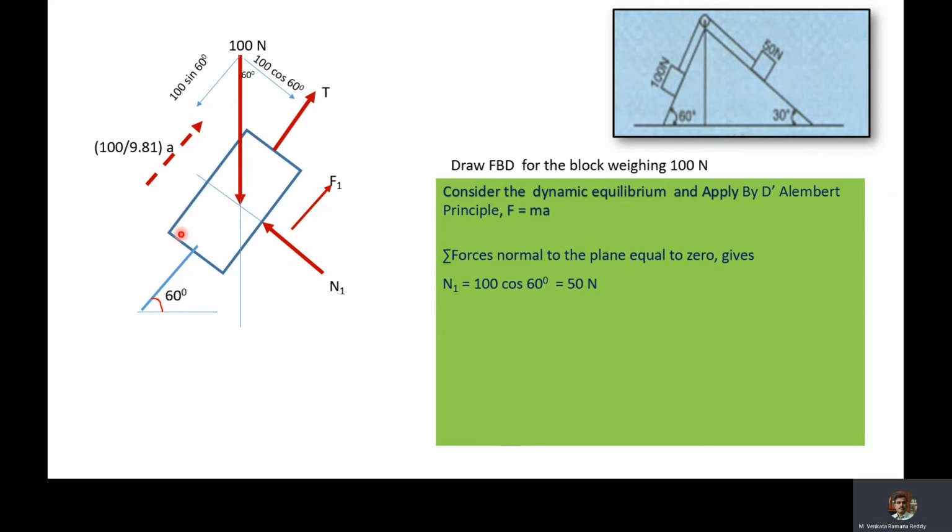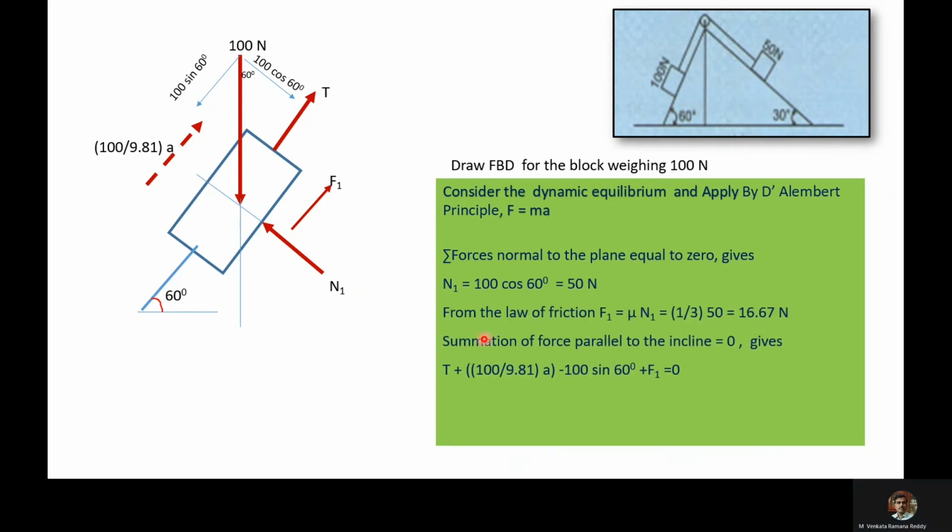From the law of friction, F1 is equal to mu into N1, which is equal to 1 by 3 into 50, which is equal to 16.67 newtons. Then consider the summation of the forces parallel to the incline is equal to 0. Here T, the inertia force 100 by 9.81 into A, and F1 are in the same direction, whereas 100 sin 60 is in the opposite direction.